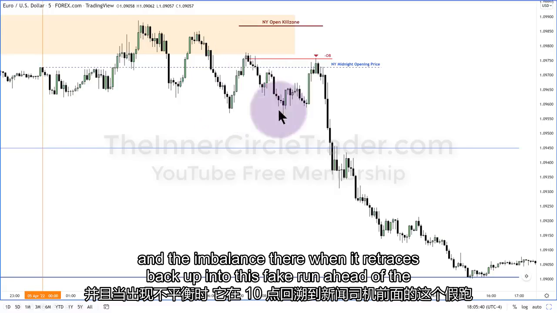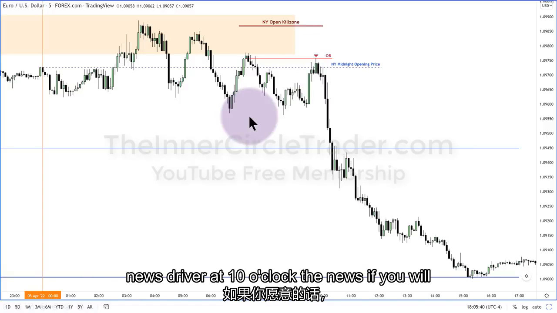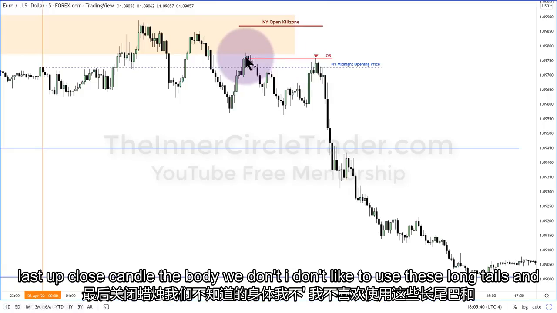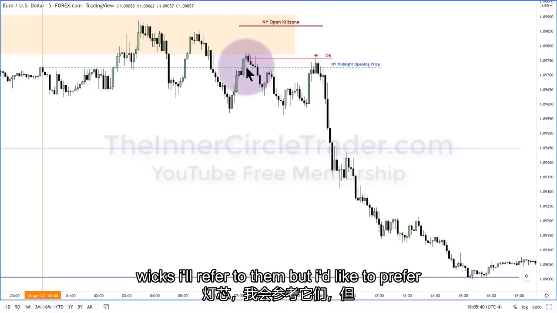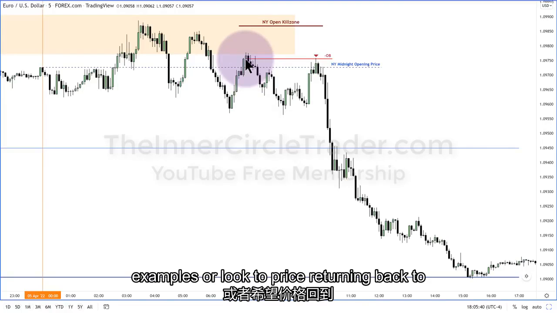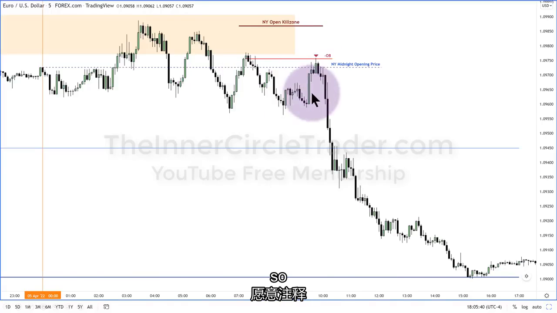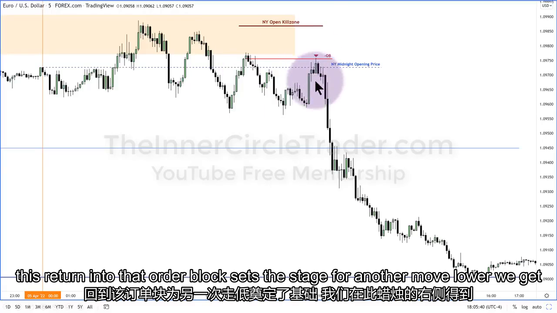And the imbalance there, when it retraces back up into this fake run ahead of the news driver at 10 o'clock, the news, if you will. This movement here is only running right back up into the bearish order block. Last up close candle, the body. I don't like to use these long tails and wicks. I'll refer to them, but I prefer to annotate, if I'm going to show it in my examples, or look to price returning back to the body of the candle. Right there. So this return into that order block sets the stage for another move lower.